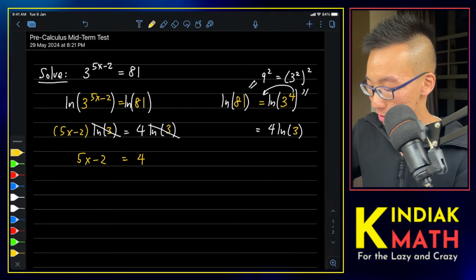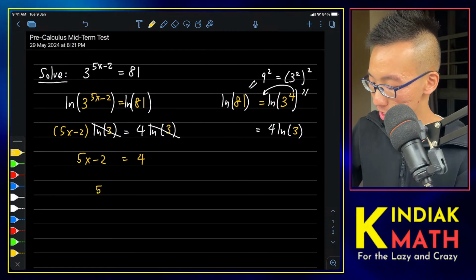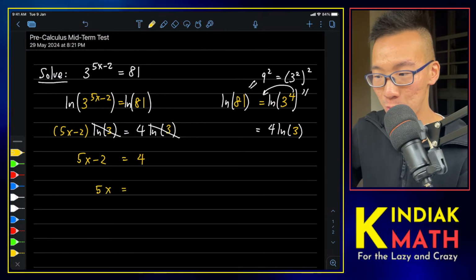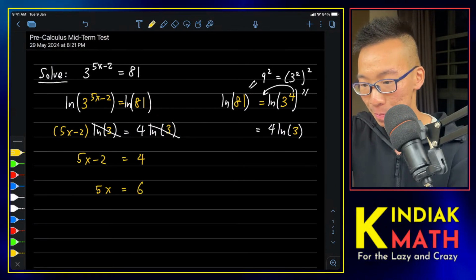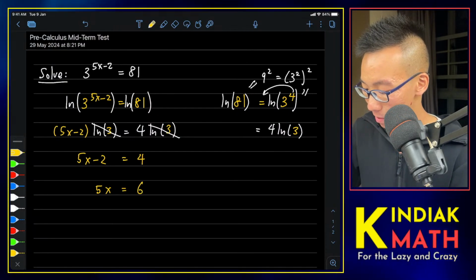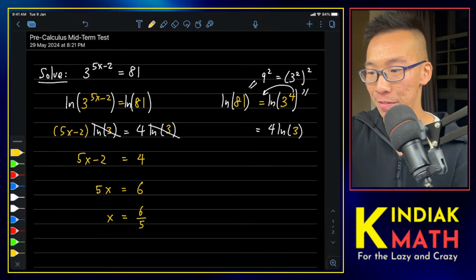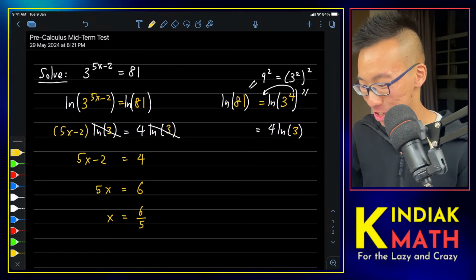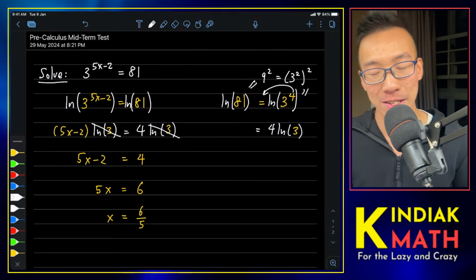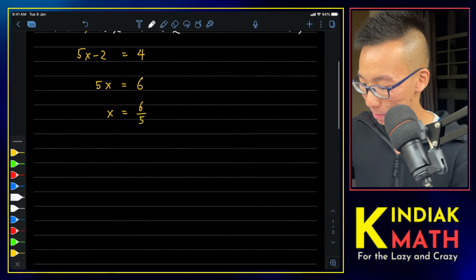So that gives us 5x, let's write that more neatly, 5x equals 4 plus 2, so that simplifies to 6. And finally, x can be written as 6 divided by 5. So that is a relatively straightforward warm-up question, which leads us into the next question of the midterm test.